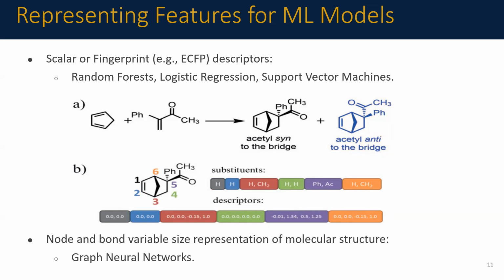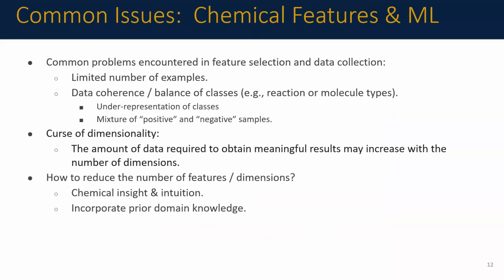Finally, if we were to represent molecular information with nodes or the actual bonds, and we were interested in perhaps variable-sized input, then something that we might use is a graph neural network. So as Niels was saying, what are some common issues that we might encounter when we're working with chemical features and machine learning models?